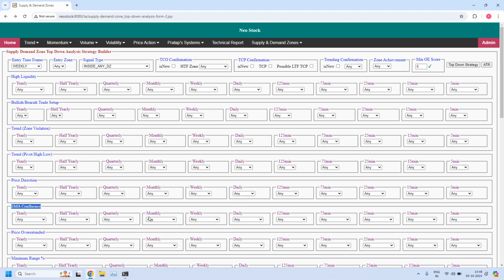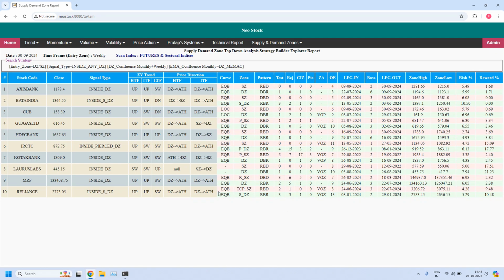zone is having monthly EMA confluence, monthly demand zone, monthly EMA confluence. Sideways, this is 1, 2, 3, 4, 5. You can ignore them. A sideways trend doesn't work.